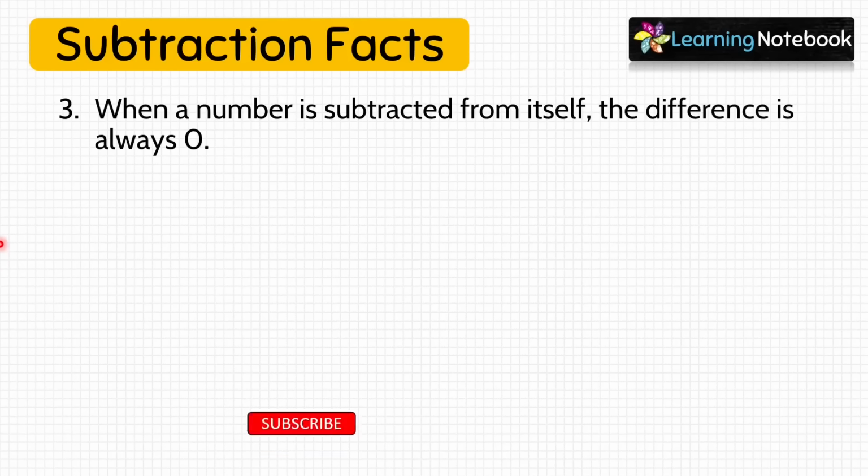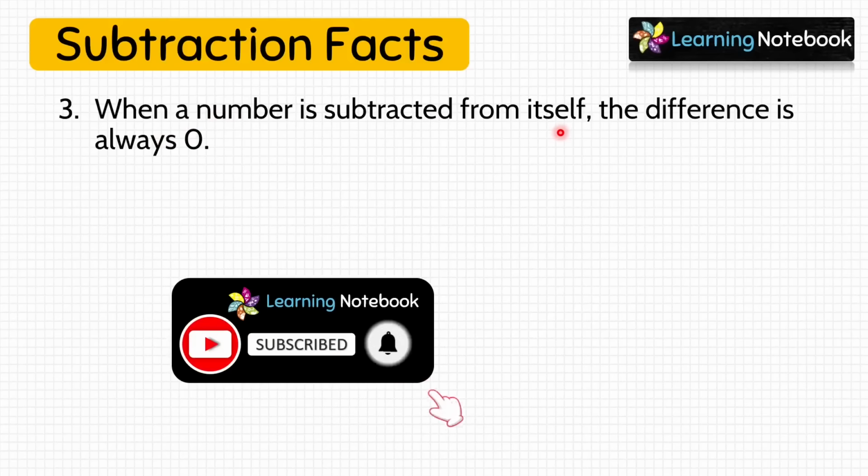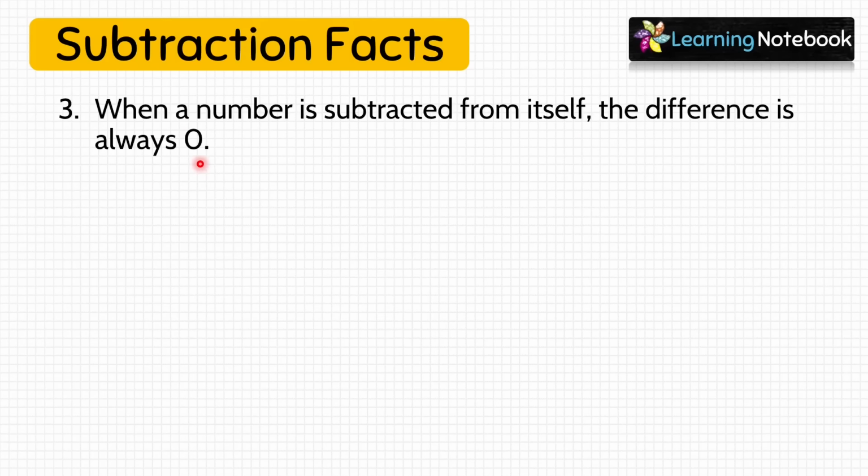Now the last subtraction fact is, when a number is subtracted from itself, the difference is always 0. So students, whenever we subtract a number from itself, we will get the answer as 0 only. For example, if we subtract 7 from 7, then we will get the answer as 0.